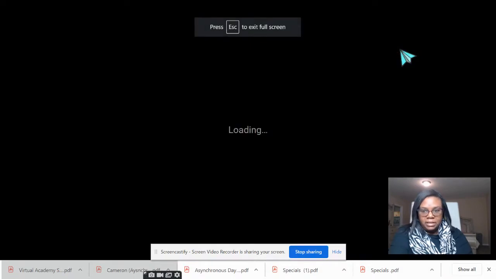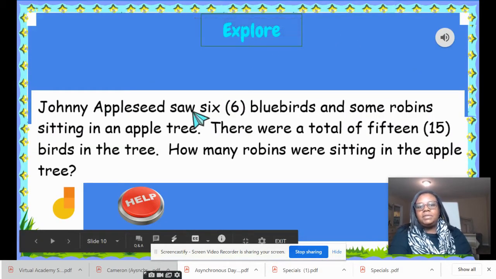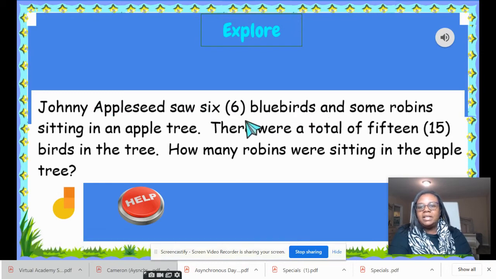Now, let's practice on the next slide. If Johnny Appleseed saw 6 bluebirds and some robins sitting in an apple tree, there are a total of 15 birds in the tree. How many robins were sitting in the apple tree? Now we can solve this using the open number line, which is how I'm going to demonstrate for you today. So now I'm going to demonstrate the problem using the open number line.